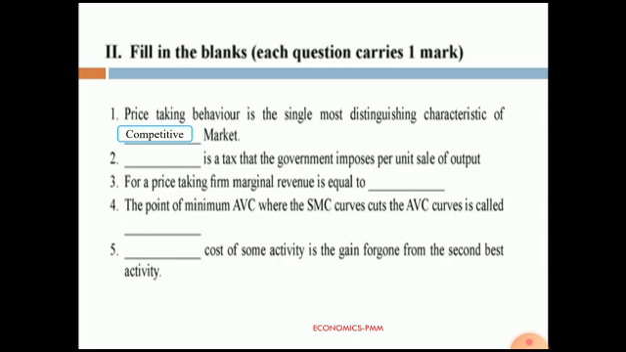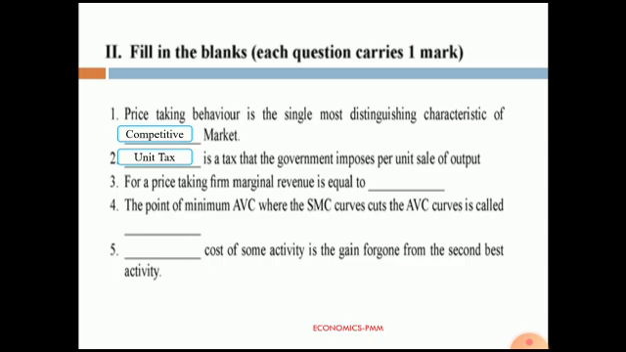This is the reason why the firm here is not having any control on fixing the price. So whatever price is prevailing, they have to accept it. So the firm under perfect competition is called as price taking firm. I hope you understood it. Second one. Dash is a tax that the government imposes per unit sale of output. It is unit tax. Unit tax is a tax that the government imposes per unit sale of output.